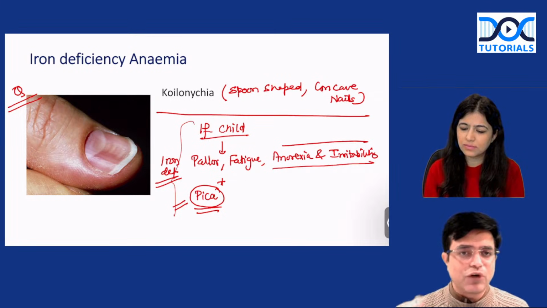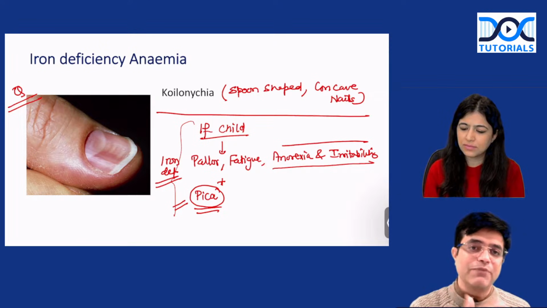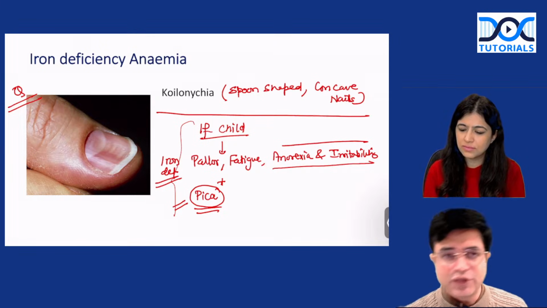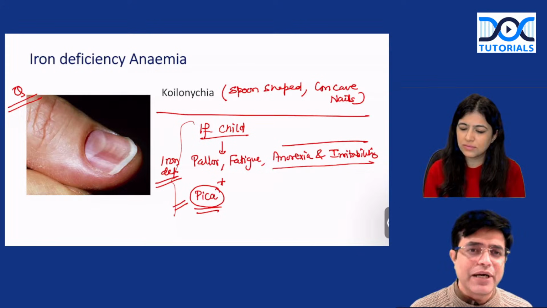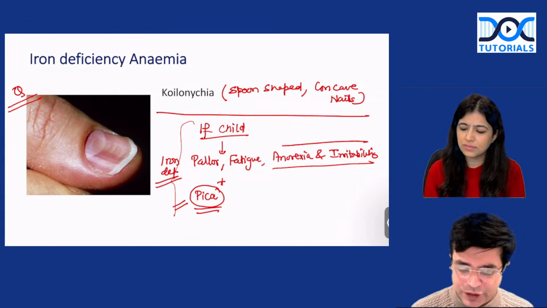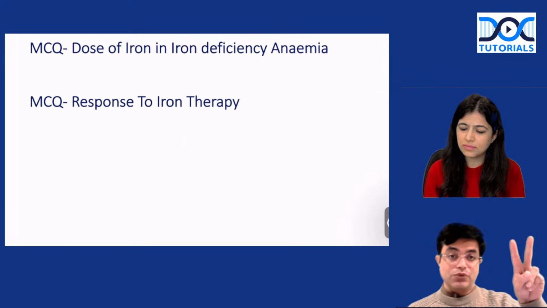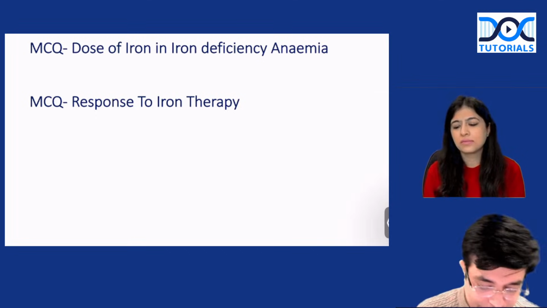And you can always go for these iron tests. You can go for MCV, MCH, MCHC, RDW. You can go for ferritin levels, total iron binding capacity. It's complete hematology picture. What we are thinking of is two MCQs which are asked in NEET PG exam.